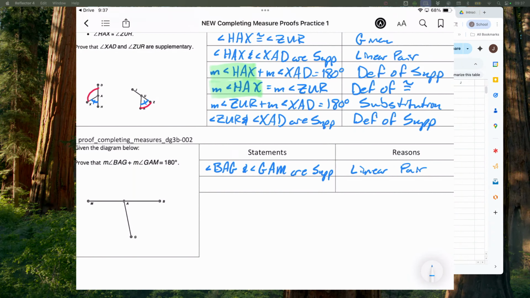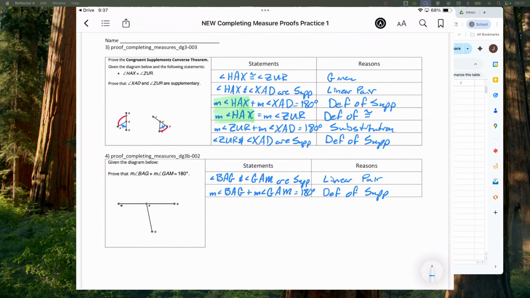Now, because they are supplementary, their measures add up to be 180 degrees. And that's definition of supplementary. So again, we said these two angles together make a straight line. That's a linear pair. So they are supplementary. Since they are supplementary, their measures add up to be 180 degrees because of the definition of supplementary.